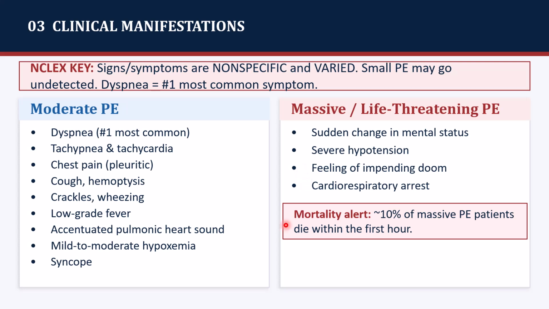Critical alert. Around 10% of patients with massive PE die within the first hour. This is why early recognition and immediate intervention are critical. If your patient suddenly becomes agitated or confused, hypotensive, and tells you they feel like they are going to die, think massive PE, call for help immediately, and be ready to act.